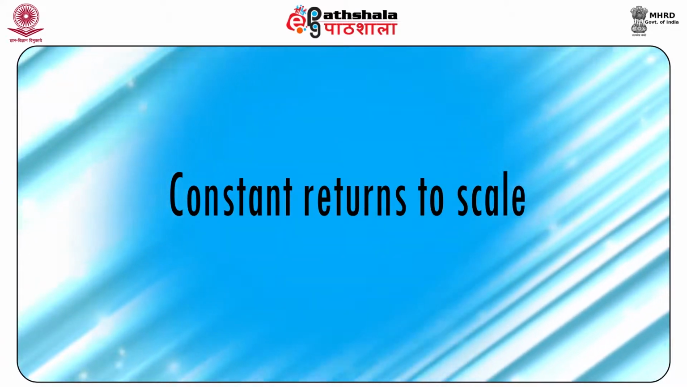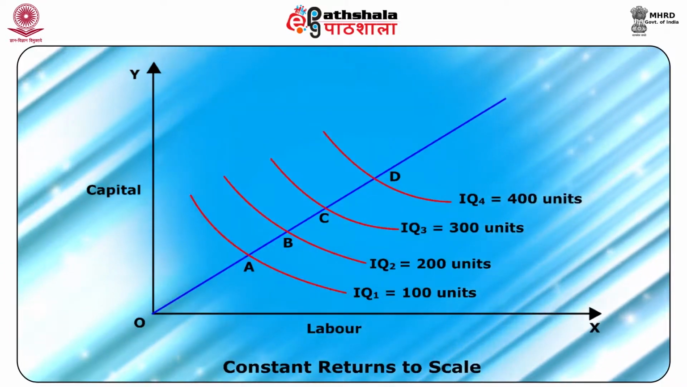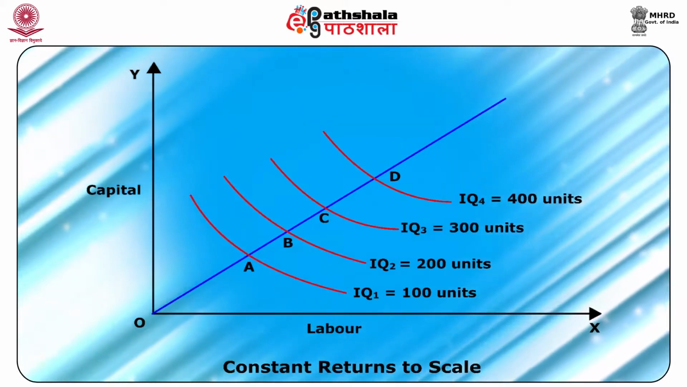Next, constant returns to scale. The proportion of increase in output is same as the proportion of increase in all inputs. The distance between consecutive multiple isoquants along the isocline OS remains same in case of constant returns to scale. It means an equal increase in output is obtained by equal increments in input. Here, AB is equal to BC is equal to CD.